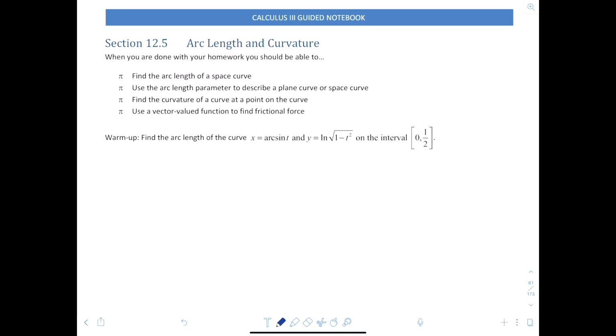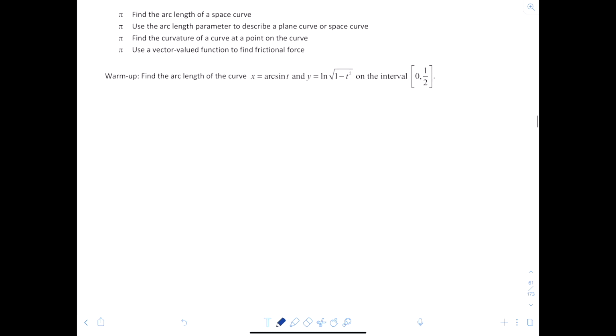To warm it on up, we want to find the arc length of the curve x equals arc sine of t, and y equals natural log of the square root of quantity 1 minus t squared, on the interval from 0 to 1/2 inclusive. So here, why don't you see if you can reach back into your brain, into Calc 2 or Calc 1, whenever you took this, and go ahead and warm it on up. All right, let's see how you did.